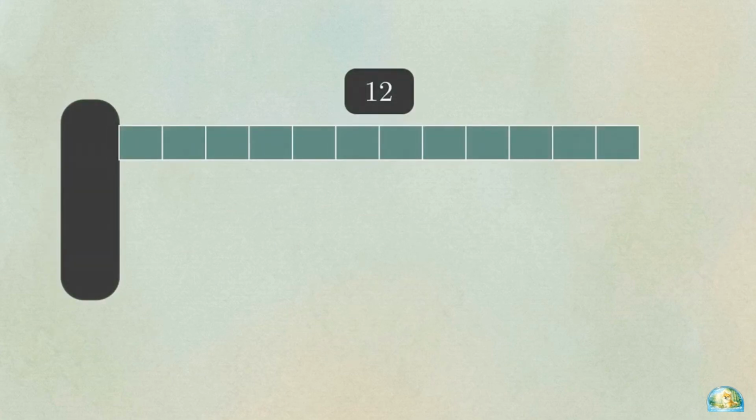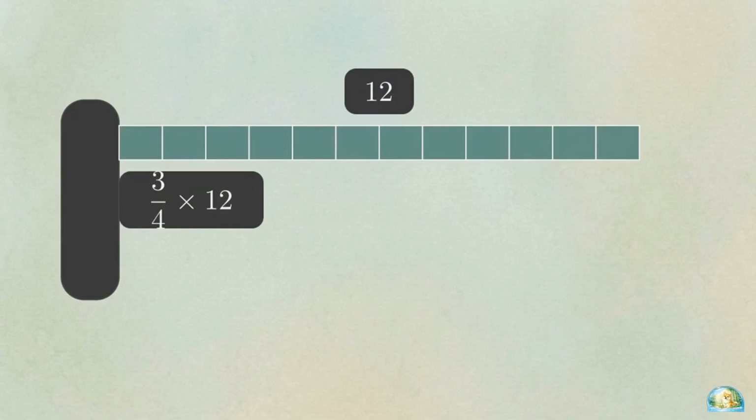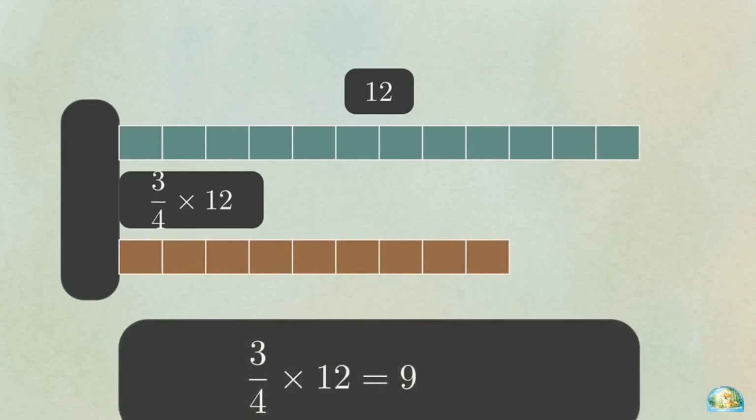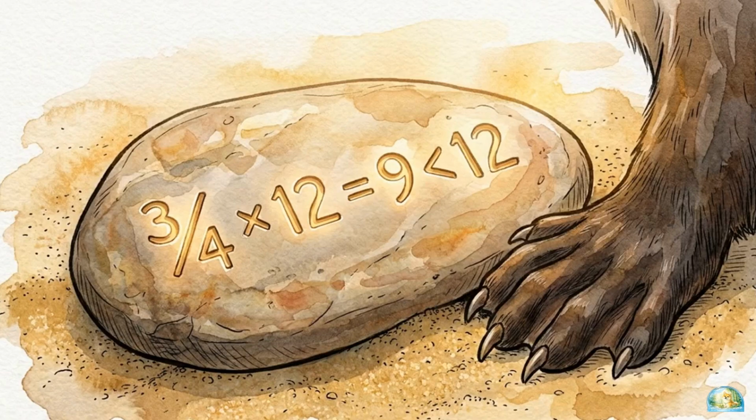This diagram shows a baseline length of 12 equal units. Predict the result of multiplying by 3/4 by comparing it to 1. 3/4 is between 0 and 1, so the length shrinks. The math confirms 3/4 of 12 equals 9. Because the factor is between 0 and 1, the resulting product must be less than the original positive quantity.